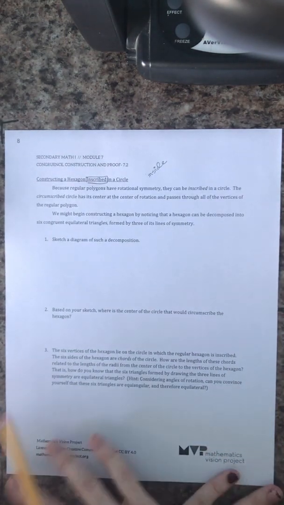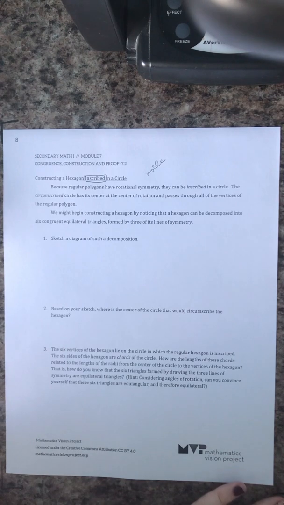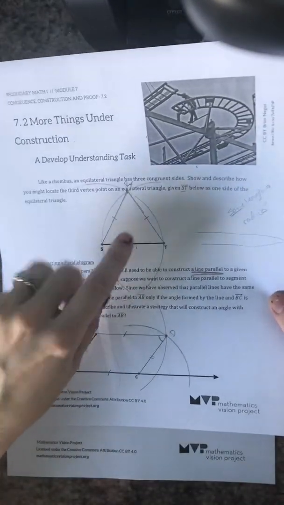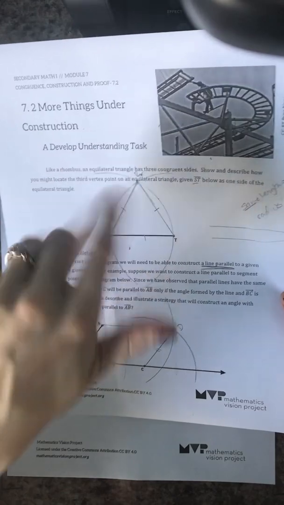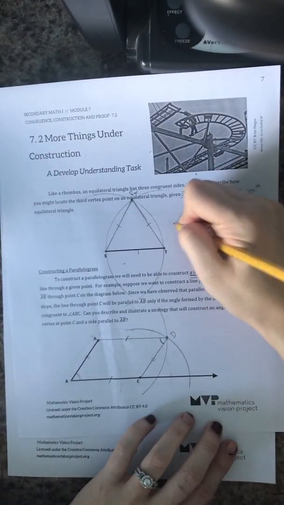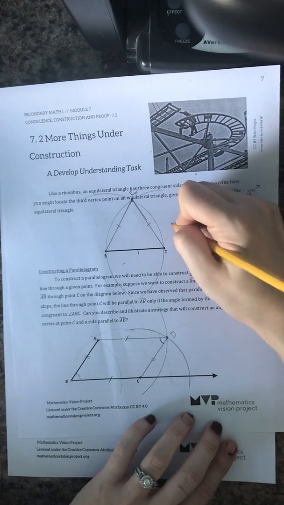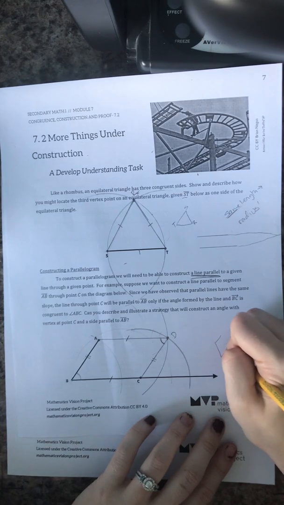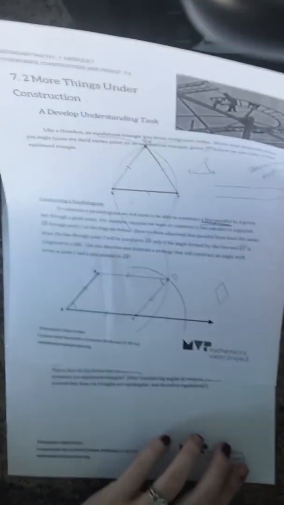So let's explore this a little bit. We might begin constructing a hexagon by noticing that a hexagon can be decomposed into 6 congruent equilateral triangles formed by 3 lines of symmetry. Interesting. This shape here, lots of symmetry, right? If we turn it around, we get the same shape. This shape, not so much with the symmetry, right? If I turn this, you can see that, I turn this guy, he's going to look like that. He's not going to be the same going upside down, right?